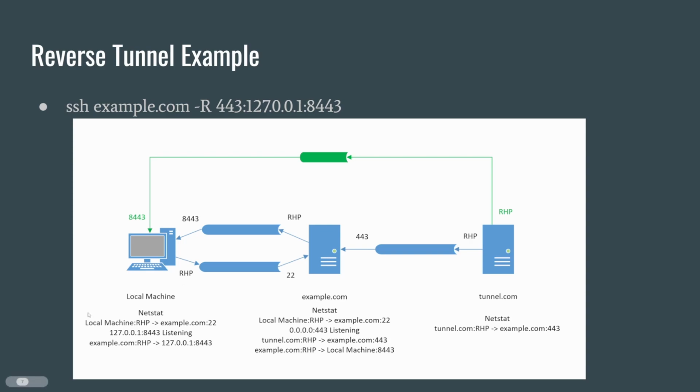Looking at your local machine, you're just going to see the three, which is your SSH connection to example.com, the port that you designated to listen on, and example.com's random high port connecting back to your 8443 listening.